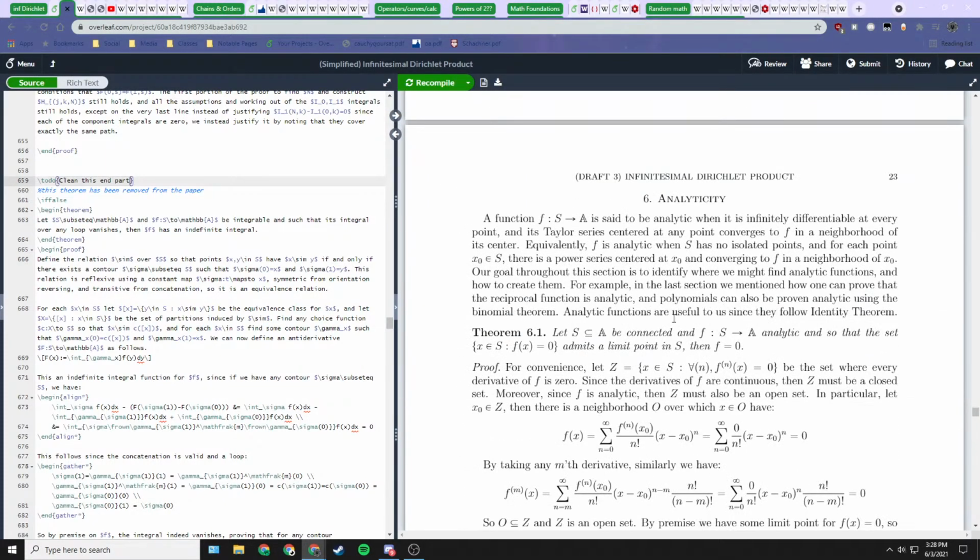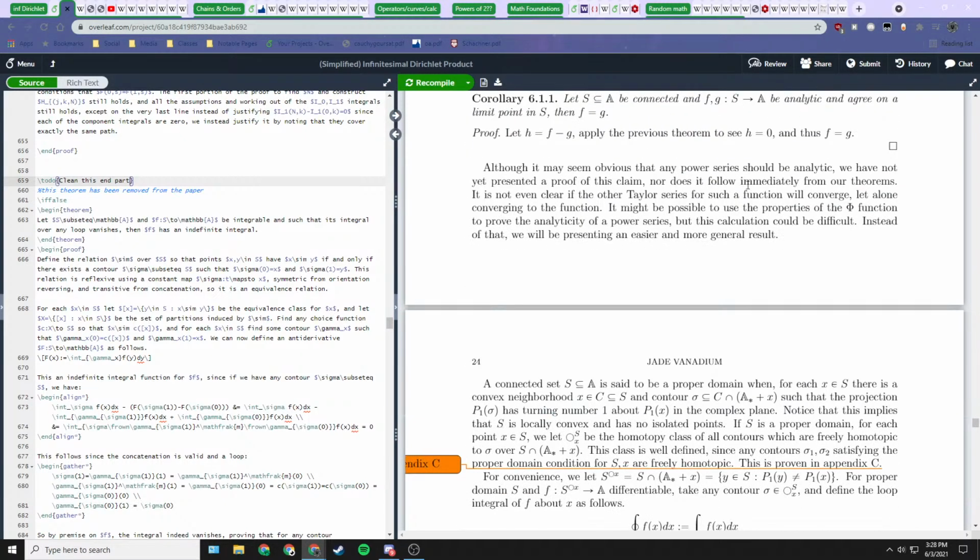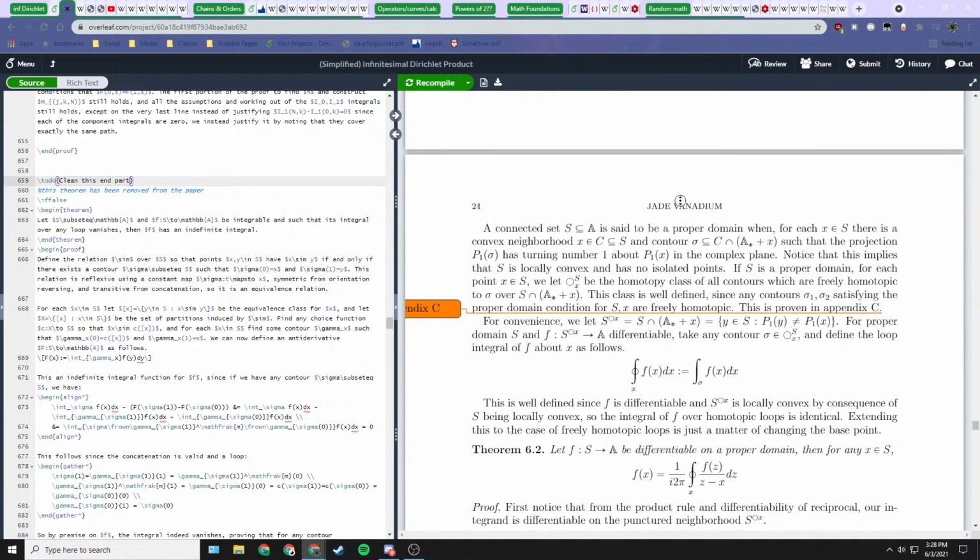Okay, so we're down here. So we had the identity theorem. Okay, proper domain where for each x in S there is a convex neighborhood and contour sigma such that the projection P1 of sigma has turning number 1 about P1x in the complex plane. This implies that S is locally convex and has no isolated points.